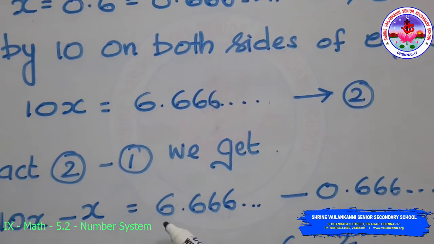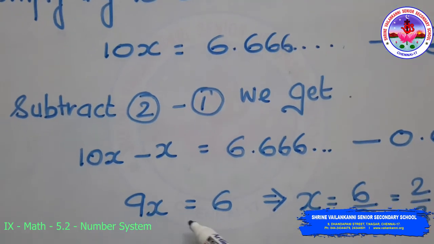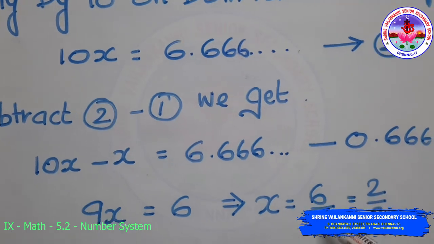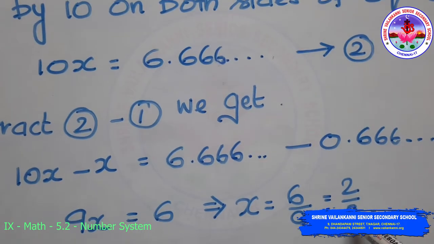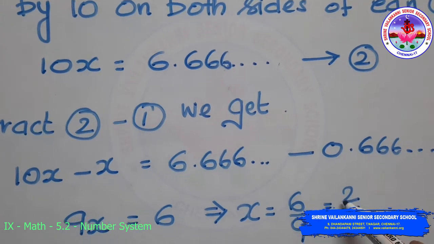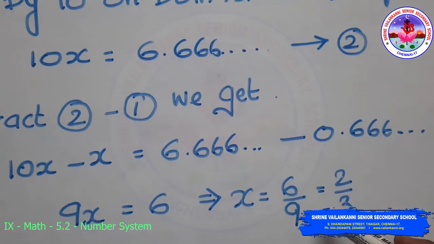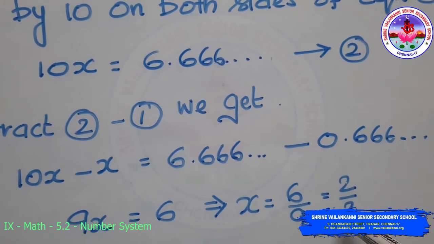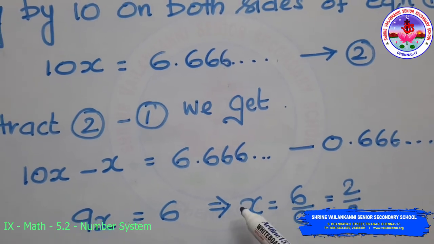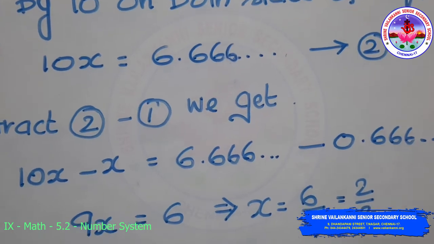So remaining will be 6 minus 0. I will be getting 6. So 9x equal to 6. x is equal to 6 by 9, which is equal to 2 by 3. So hence I make the decimal 0.6 bar as 2 by 3. Thus I converted the decimal expansion into a fractional form, which is p by q form. So I got x is equal to 2 by 3 as a p by q form.